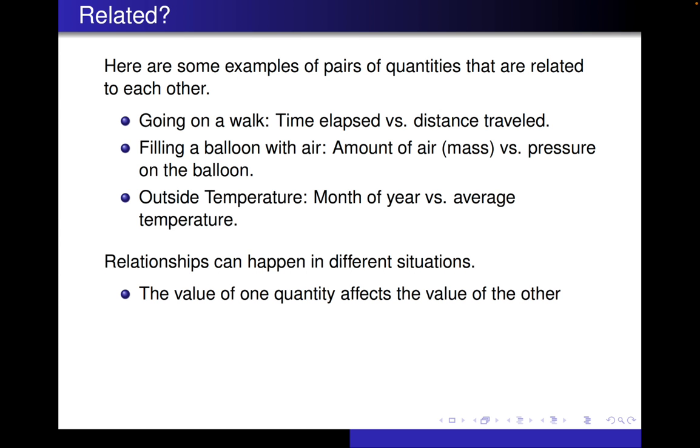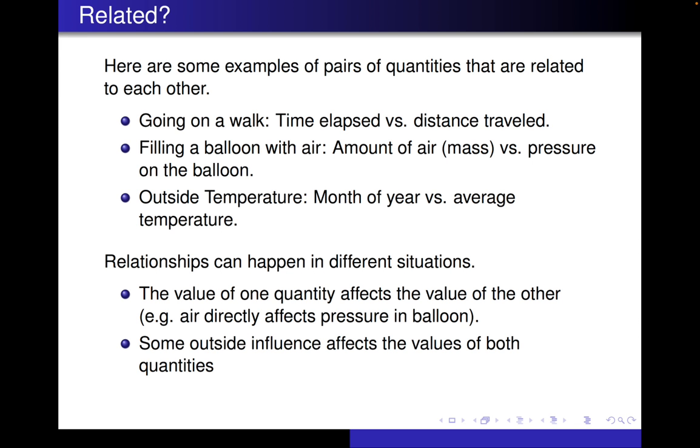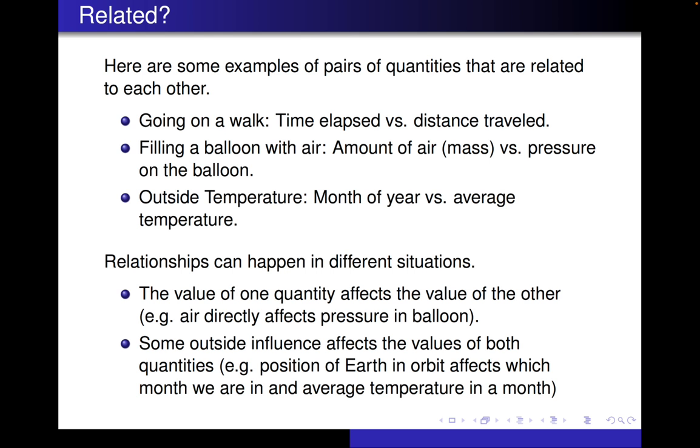One could be that the value of one quantity can simply directly affect the value of the other. For instance, in the balloon example, putting in more air directly means there's going to be more pressure, because there's more air and it's going to press harder on the balloon. Outside temperature is a little bit more indirect. There you could think of it as an outside influence affecting both quantities. The thing affecting both the month of the year and the average temperature could be the position of the Earth in orbit. Depending on where the Earth is in orbit, you're going to be in a different month, and that's going to affect the average temperature within a given month.